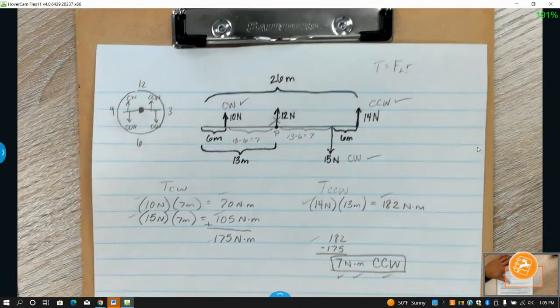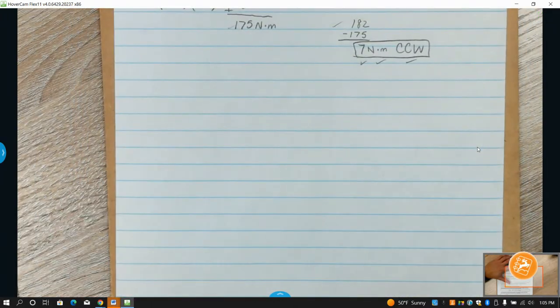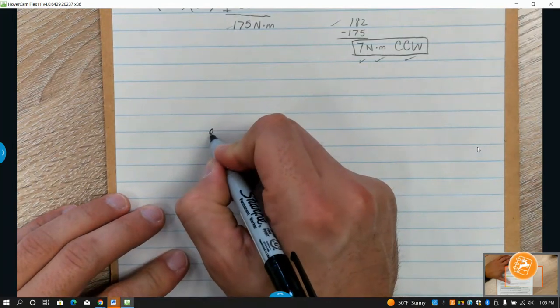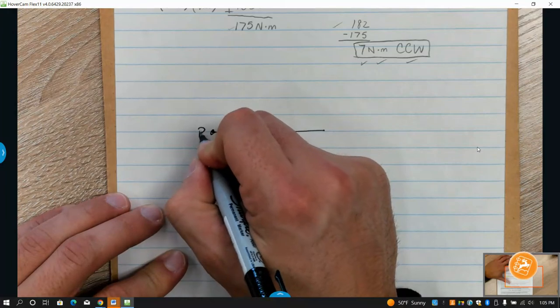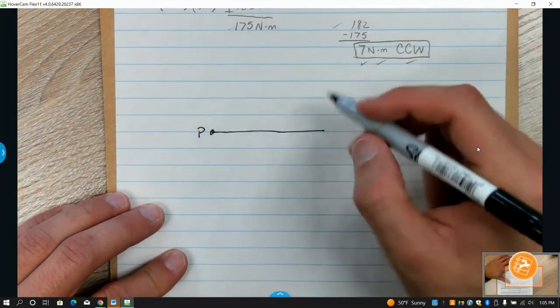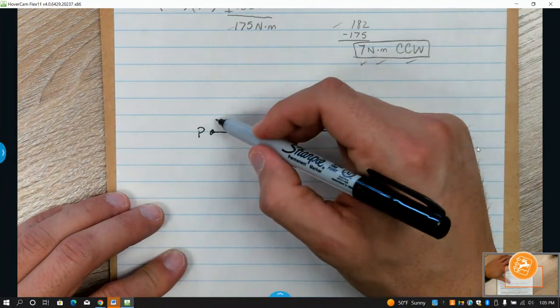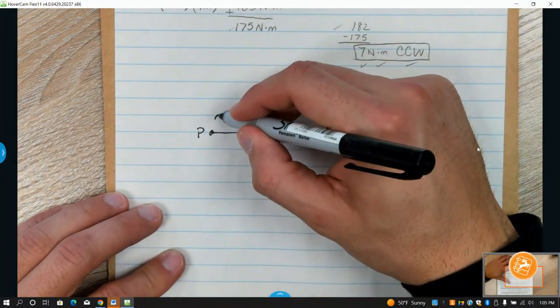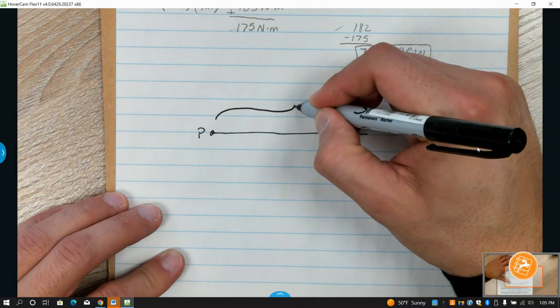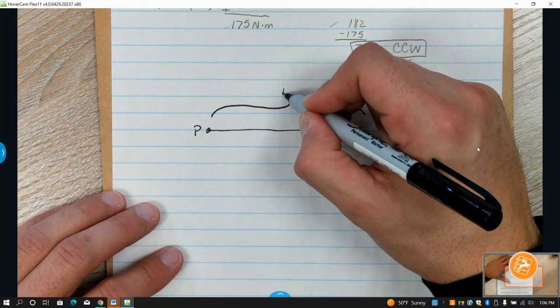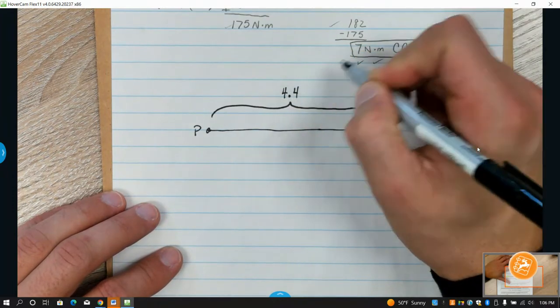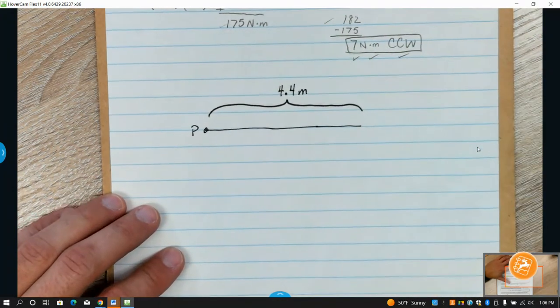All right, and now the other problem is, P here. We got a bar going out to the right. Let's go with 4.4. So this whole thing is 4.4 meters.